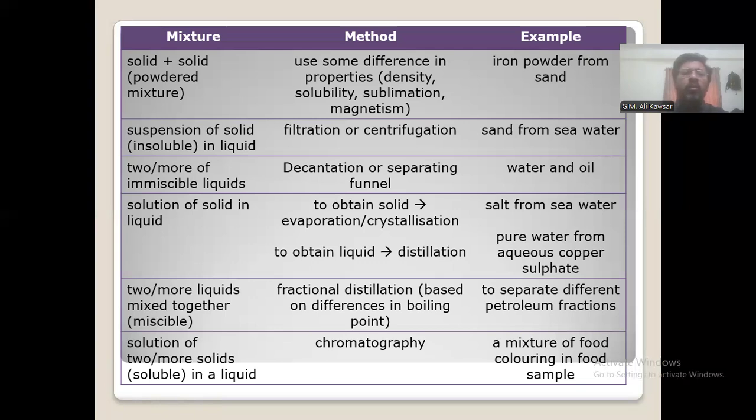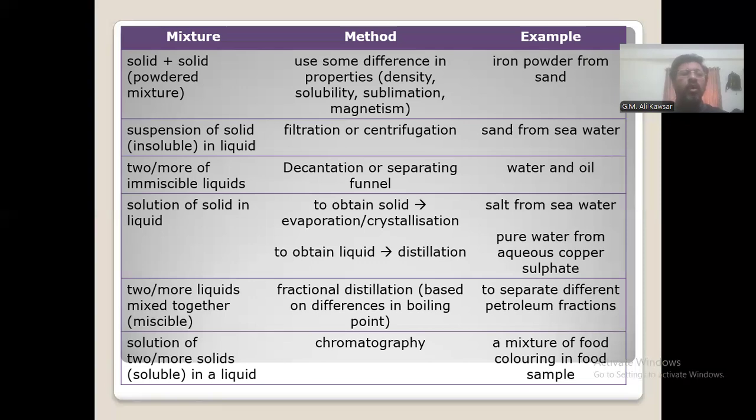Two or more immiscible liquids can be separated. For example, if they are immiscible, in that case we can use the decantation process. Later on, I will explain it using a picture, then you will understand it better.